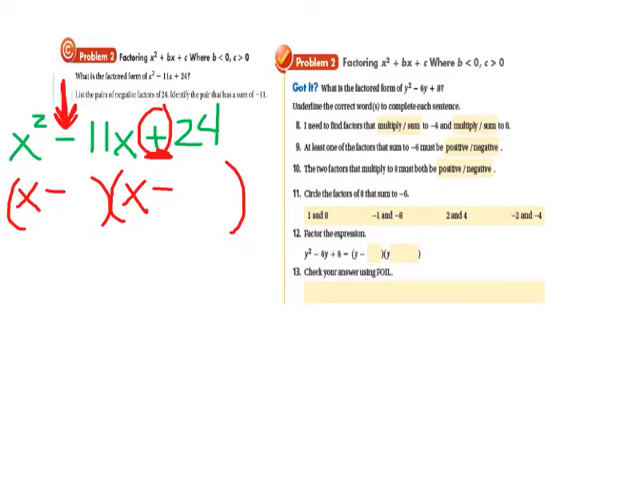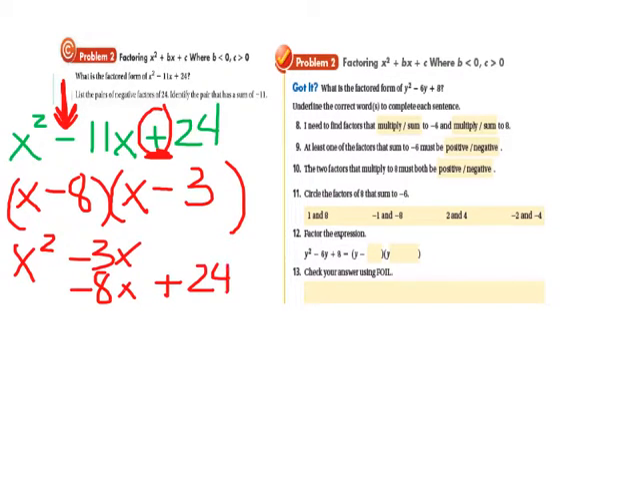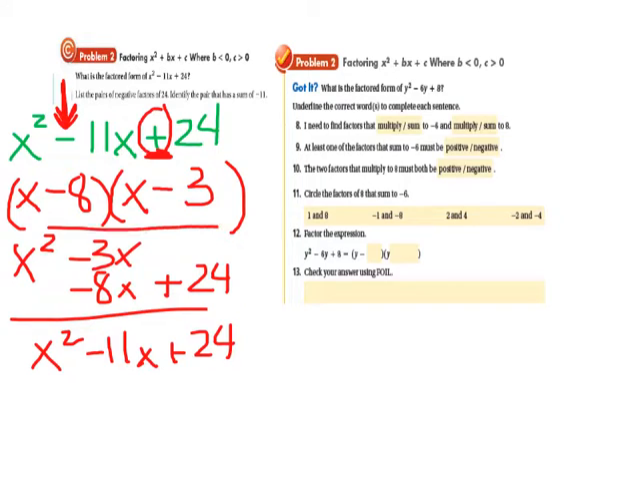So now you might remember from the last problem, we already know 2 factors of 24 that add up to 11. So let's think for a second, if we had negative factors, would that add up to negative 11? So we can use FOIL to check ourselves. The first would be x squared, outside would be negative 3x, inside is negative 8x, and last is positive 24. And when we add them up together, we get x squared minus 11x plus 24. So that means this answer was correct. Alright, pause the video and do problem 2.